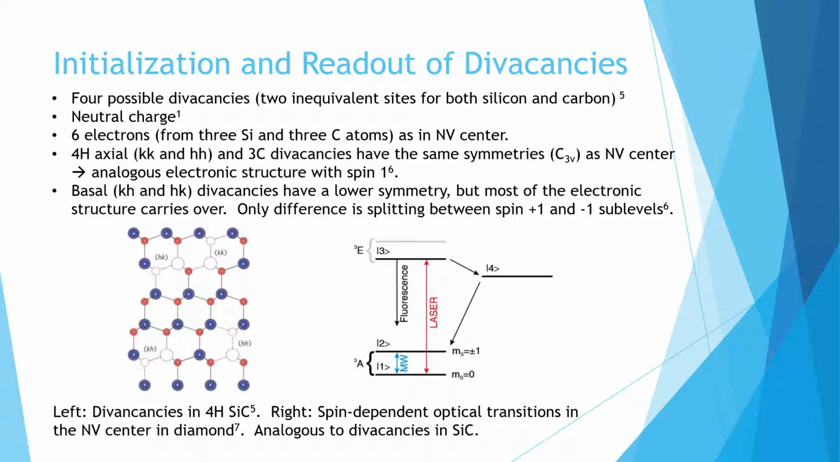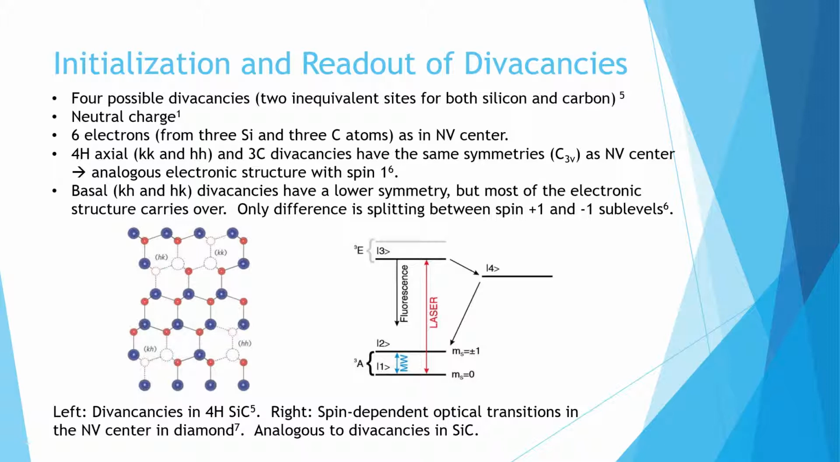There are 4 possible divacancies owing to inequivalent lattice sites in the lattice. And those 4 different possible configurations are shown in this figure. All of them have a neutral charge. All of them have 6 active electrons, 3 from silicon and 3 from surrounding carbon atoms, which is exactly like in the negatively charged nitrogen vacancy center.